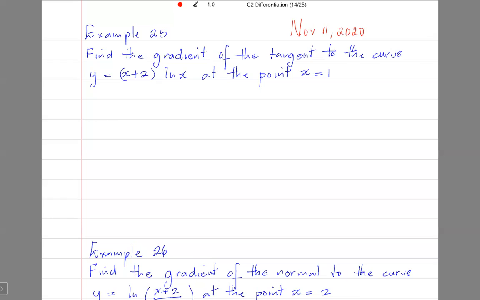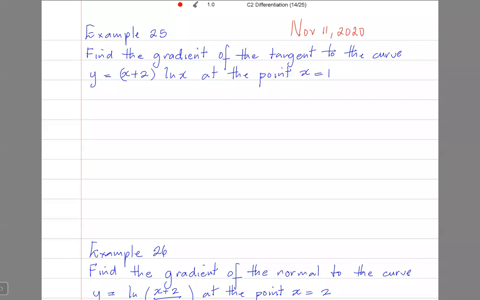All right, so I'll say that again. The gradient of a curve at a point is equal to the gradient of the tangent to the curve at that point. Now, the normal is at right angles to the tangent. And the product of the gradients of perpendicular lines is -1. So if I invert the gradient of the tangent and change its sign, I will get the gradient of the normal.